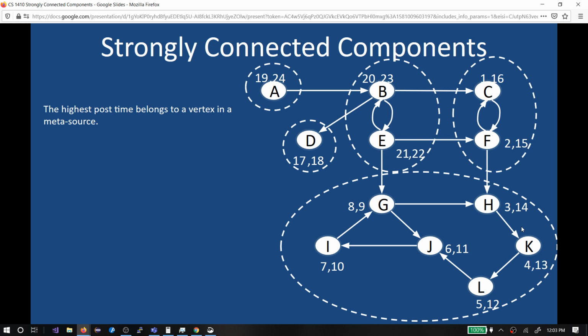So what we've found is a way to always find a vertex that's guaranteed to be in a meta source of the eventual metagraph. So we'll exploit that next time.